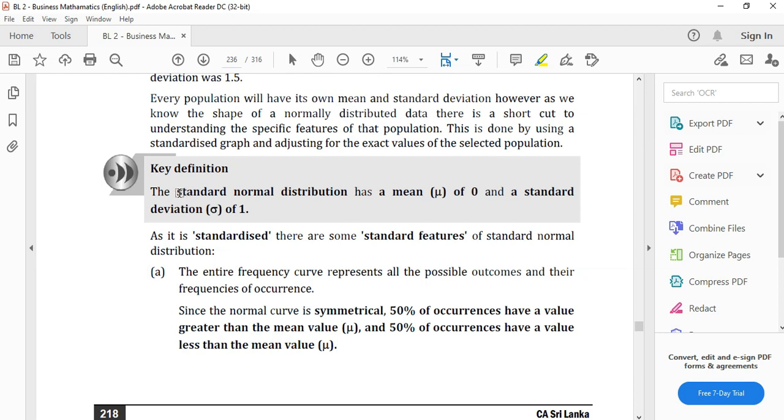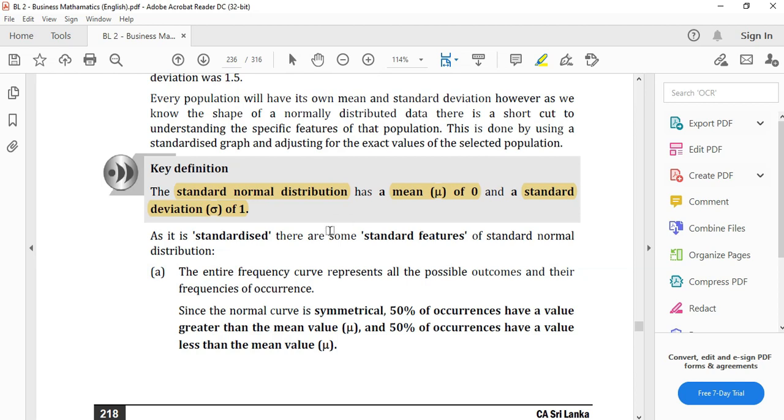They say if you get a standard normal distribution, its mean will be 0 and standard deviation will be 1. So in the exam they might ask in an MCQ, what is the mean and standard deviation of a standard normal distribution? Then you should say its mean is 0 and the standard deviation is 1.